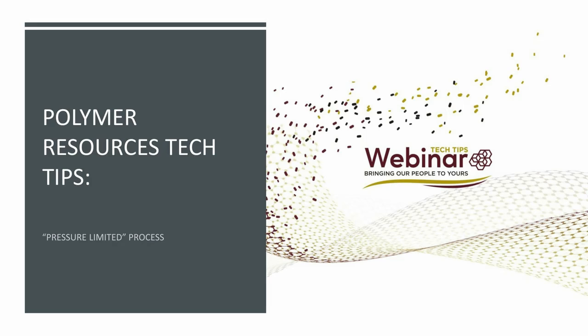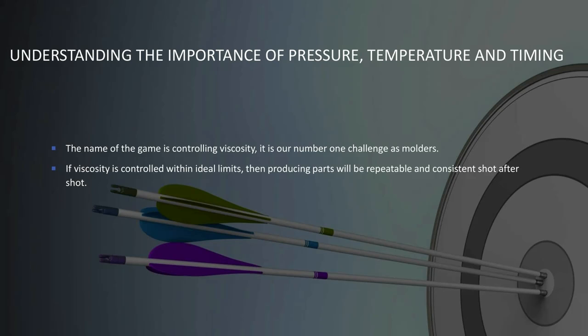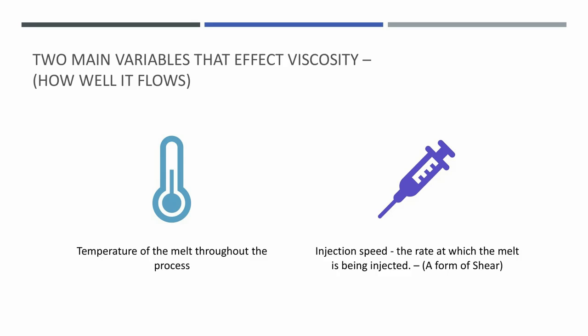First off, understanding the importance of pressure, temperature, and timing, and how they all impact each other. As a molder, the name of the game is controlling viscosity. If viscosity is controlled within ideal limits, then producing parts will be repeatable and consistent shot after shot. There are two main variables we can use as molders that will influence viscosity: temperature of the melt throughout the process and the injection speed. Different speeds will have an influence on shear heating, which in turn will impact viscosity.